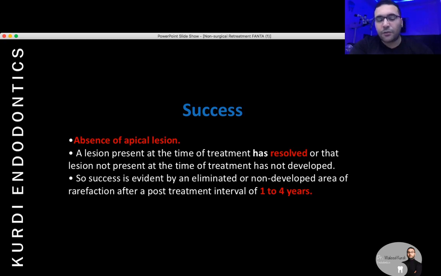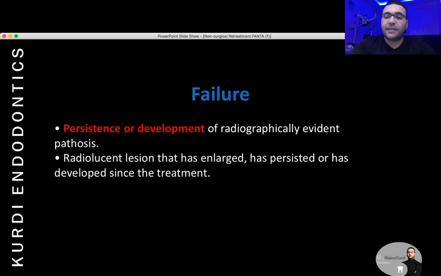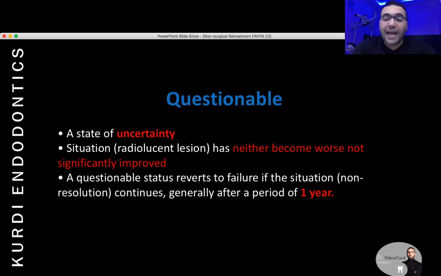And of course, we will talk about when to evaluate in the next slides, but failure is persistence or even development of a radiographic lesion. And we have this questionable state, a state of uncertainty. We don't know if it's success or failure. We have a situation, for example, if we have a lesion and it neither became worse nor significantly improved.